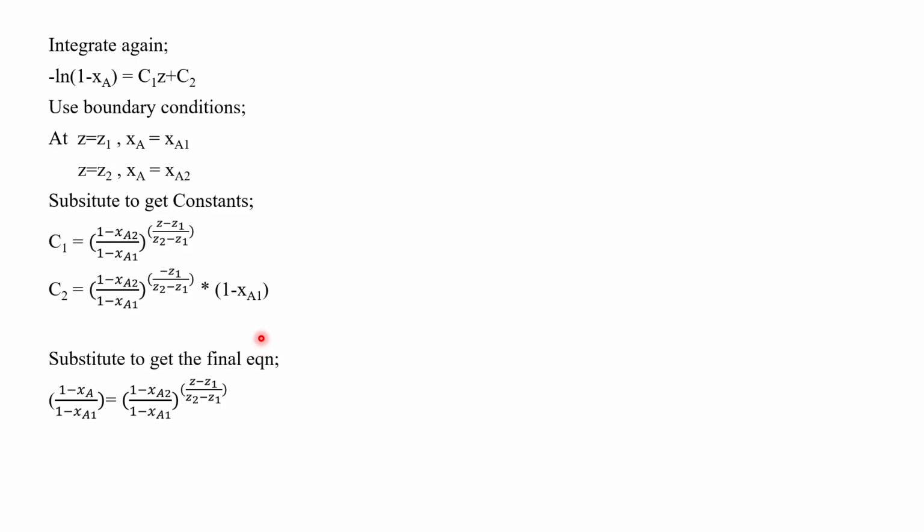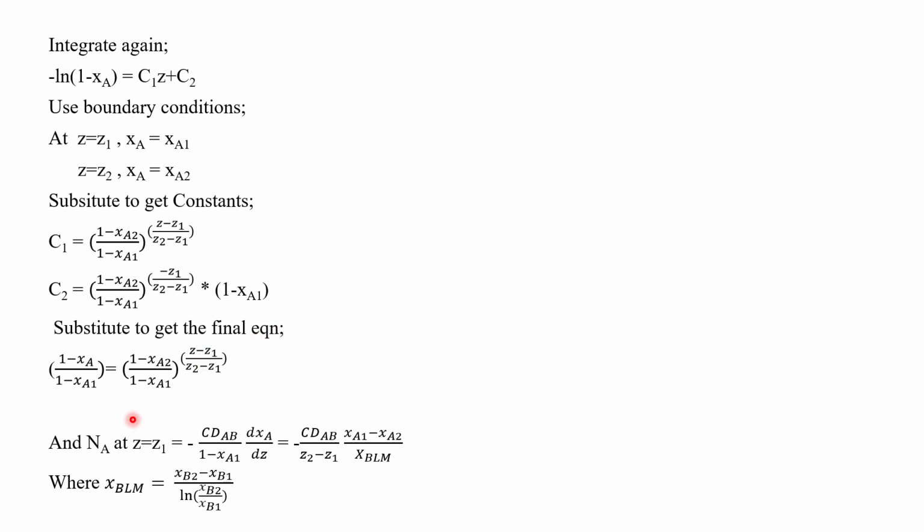So we have to compute the flux of A. So we'll get NA. We have to find NA. To get NA at z equal to z1 at the interface, we have to find dxA by dz. We have the relation of xA as a function of z. So we can take log and differentiate both sides. So we'll get dxA by dz.